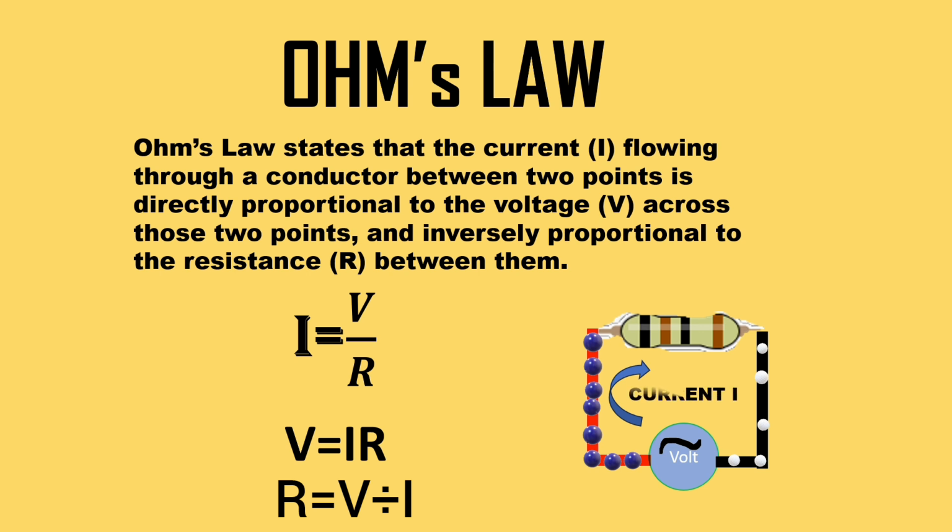We can also rearrange the formula. Current equals voltage divided by resistance. And resistance equals voltage divided by current.